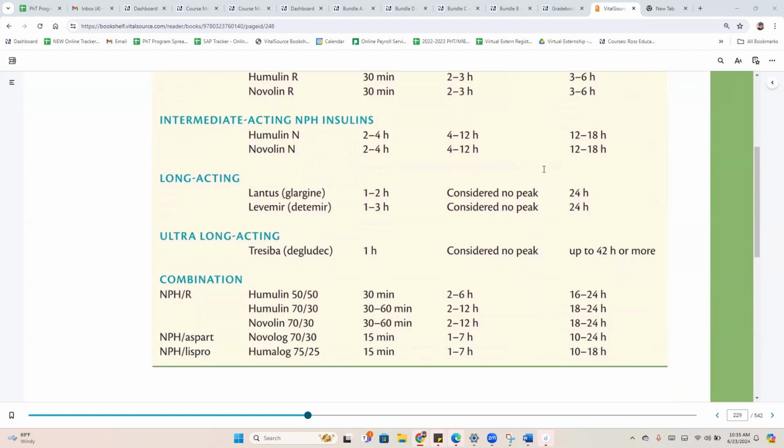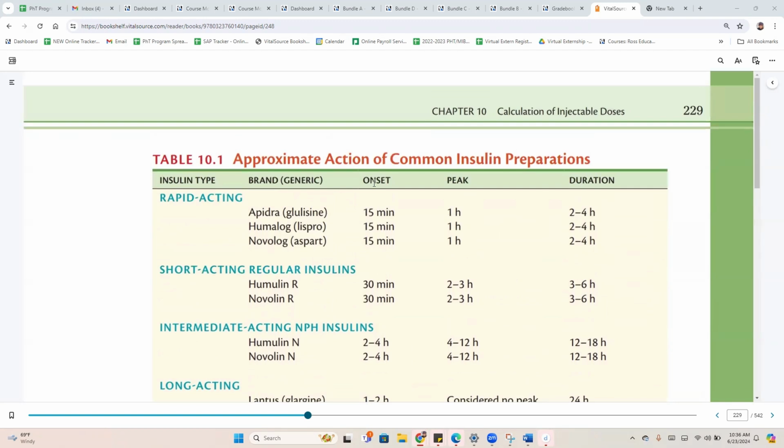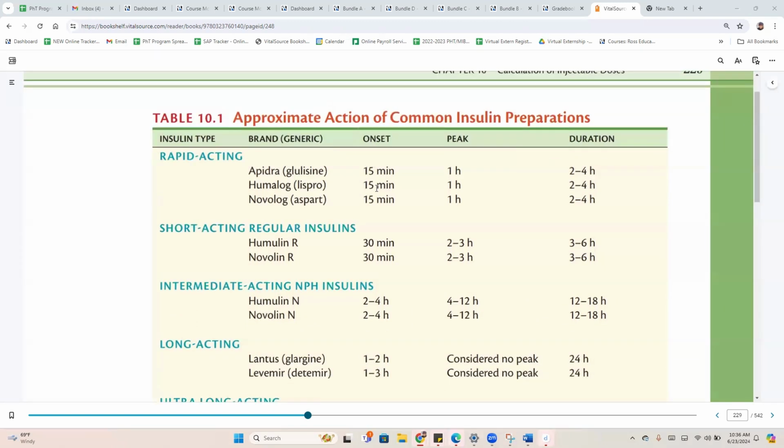Ultra-long-acting is Tresiba. Combination insulins are Humulin 50/50, Humulin 70/30, and Novolin 70/30. Those are NPH-R combinations. NPH Aspart, Novolog 70/30, and NPH Lispro, Humalog 75/25. And then it also lists the onset. So the onset is when the medication starts working after it's been injected.